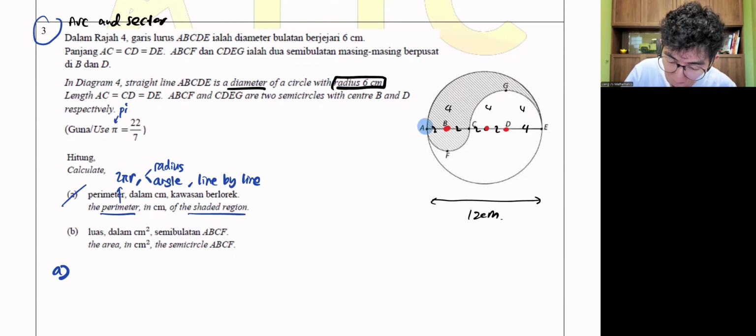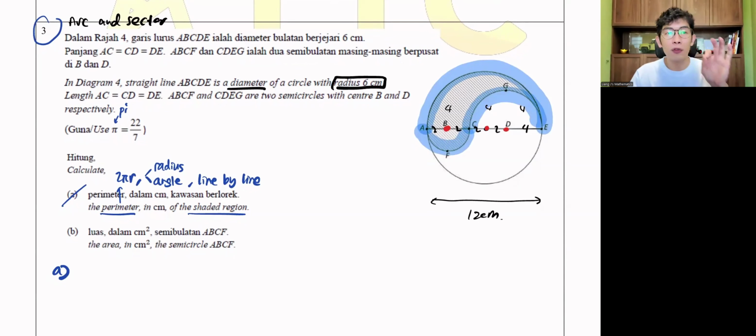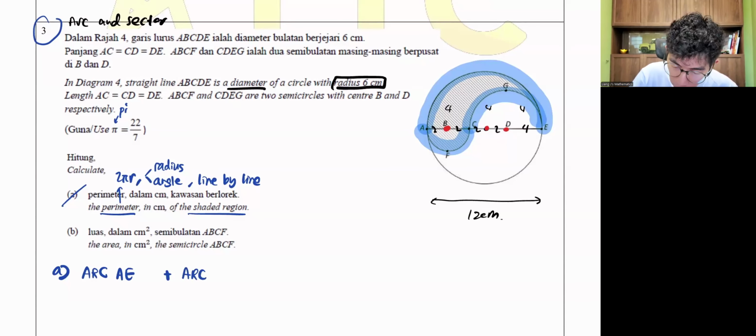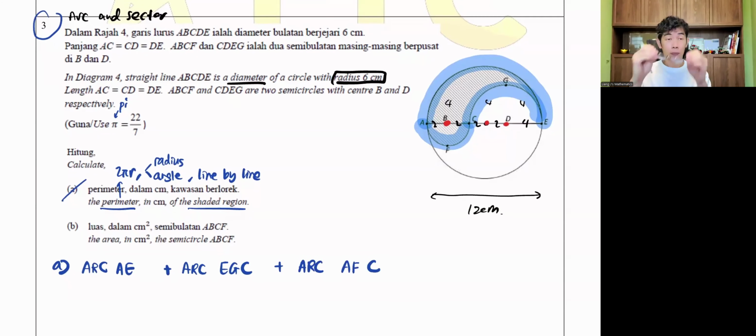So everyone, we have one part, which is the largest one. We have two parts and we have three parts. So we have three lines to complete. I'm going to describe it this way. We have arc AE plus arc EGC plus arc AFC. So far, okay?